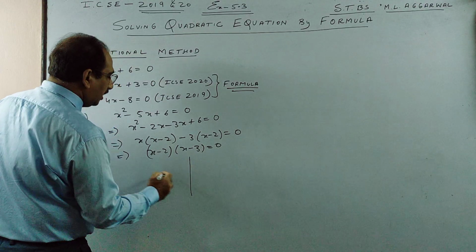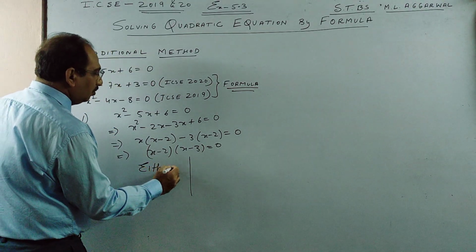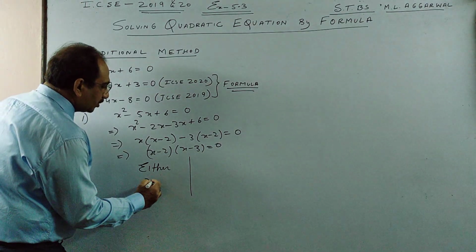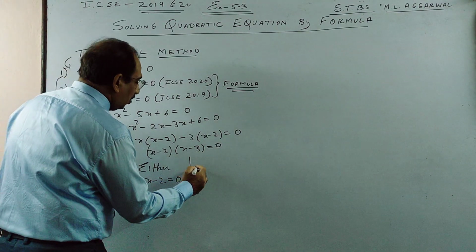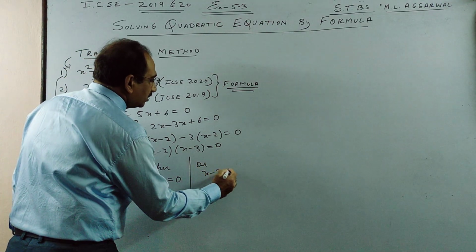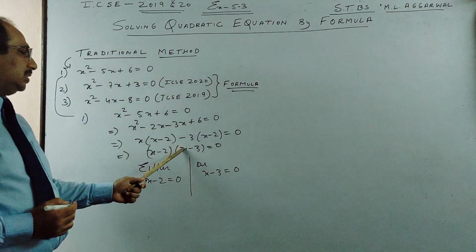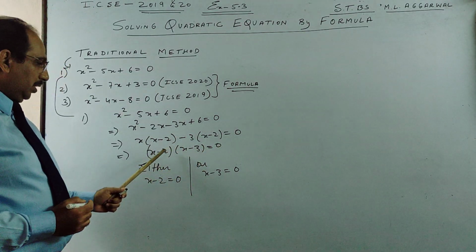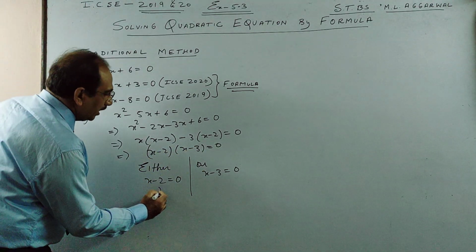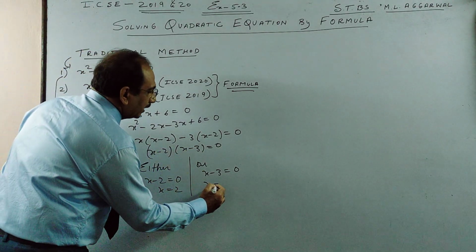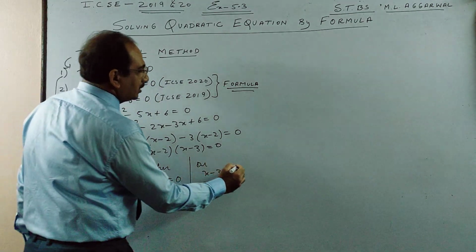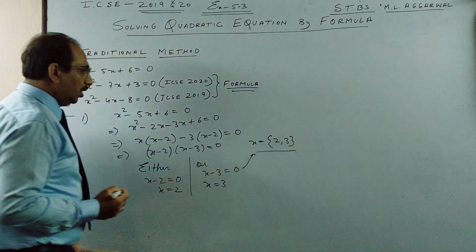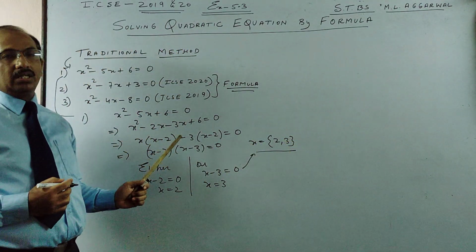Here we see the product of two things is 0. So x minus 2 is 0 or x minus 3 is 0. If any one of them is 0, you know children, 0 into anything is 0, or anything into 0 is 0. So either x is 2 or x is 3. So finally my answer is x is 2 or 3. This is how generally we have done till now.